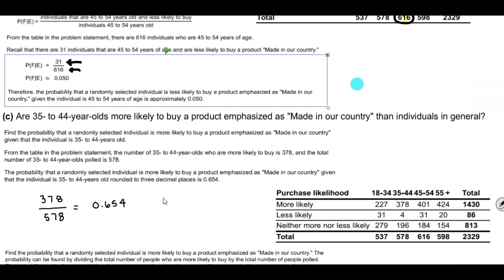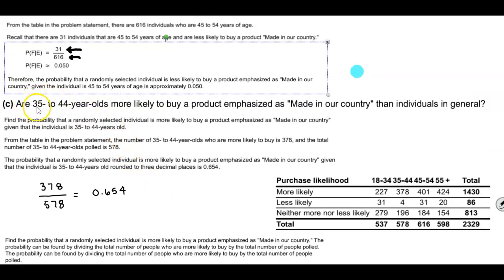Now, in part C, the question is stating, are 35 to 44-year-olds more likely to buy a product emphasized as made in our country than individuals in general? For the first part, we want to first find the probability that a randomly selected individual is more likely to buy a product emphasized as made in our country, given that the individual is 35 to 44 years old. Whenever it says given, you want to find the total that's in that particular column. That's what's going to be in the denominator.